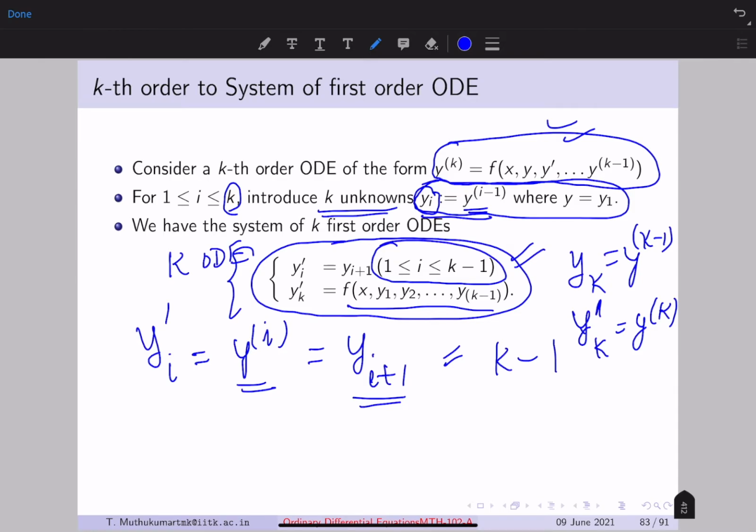All of these are first order derivatives. You started with a kth order differential equation. Now you have first order differential equations, but k of them. So it's a system of k first order differential equations, right? This is how we have converted a kth order ODE to a first order system of ODEs.